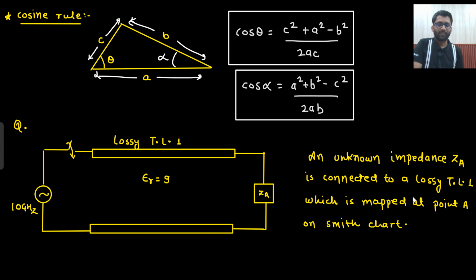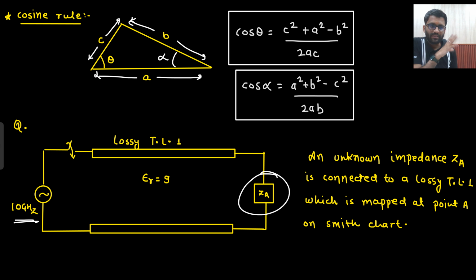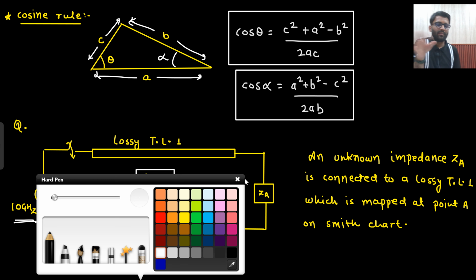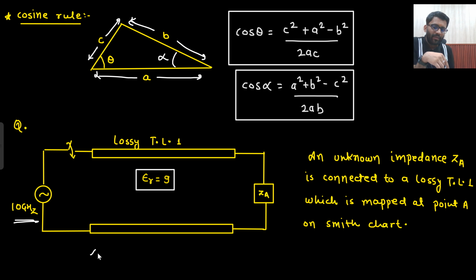Okay, so let's start. This is a source, a 10 gigahertz source, that is applied to a lossy transmission line 1, and there is a load ZA. An unknown impedance ZA is connected to the lossy transmission line 1, which is mapped at point A on the Smith chart. So this load is mapped as point A on the Smith chart. This lossy transmission line has epsilon r equal to 9. So can you find the value of lambda here?